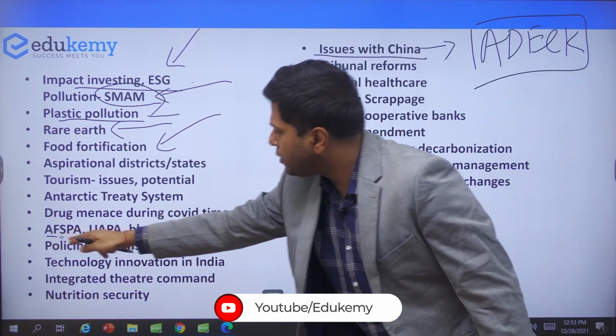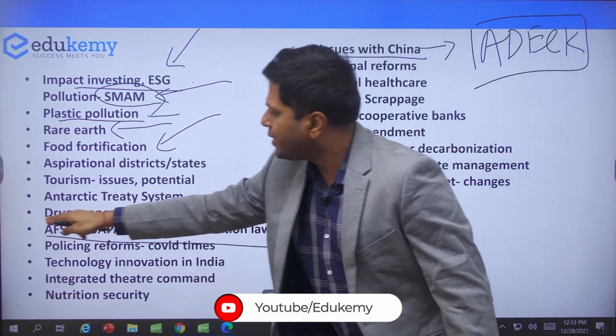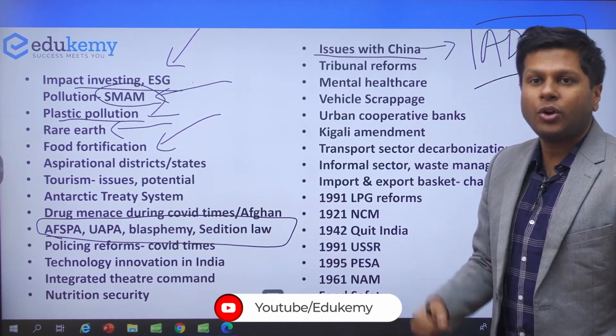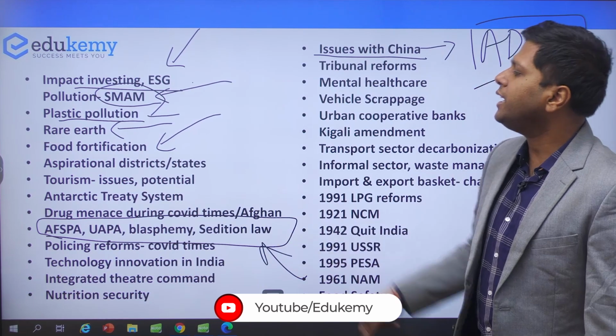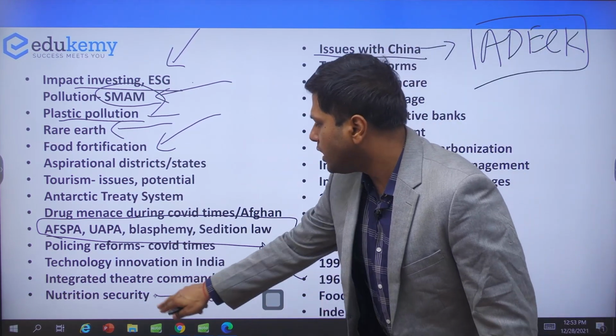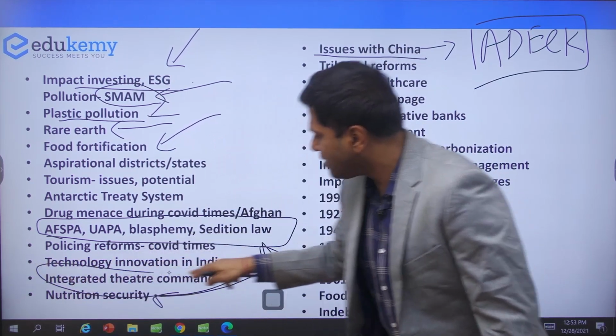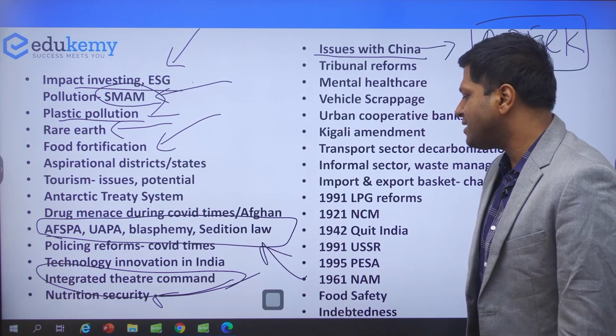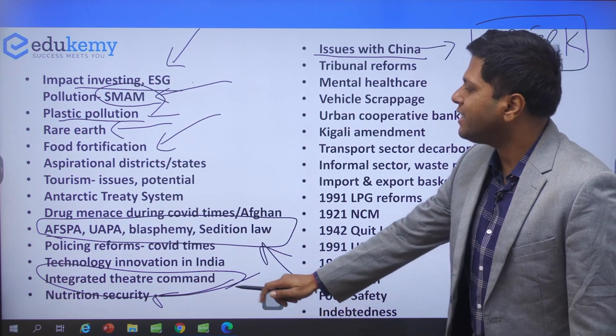Then some of the norms, laws which have been in question: AFSPA, UAPA, blasphemy laws, sedition law. What is your opinion on each of them, right? Similarly, what about nutrition security? Integrated Theatre Command will be in news. Why? Because of the death of a very senior officer from the armed forces, right?